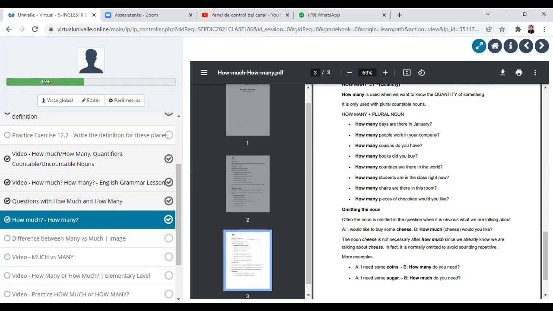Omitting the noun. Often the noun is omitted in the question when it is obvious that we are talking about it. I would like to buy some cheese.